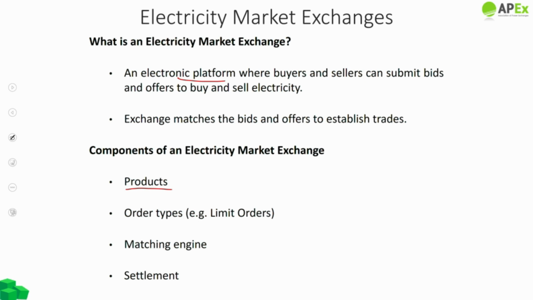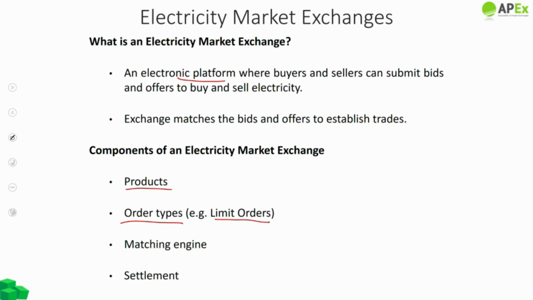Number two is the definition of order types. The exchange defines the elements of the electronic submission that buyers and sellers submit to indicate the terms at which they want to trade. The simplest version of allowed order types are limit orders, in which potential buyers submit bids to buy up to a given quantity at a given price or lower, and potential sellers submit offers to sell up to a given quantity at a given price or higher.